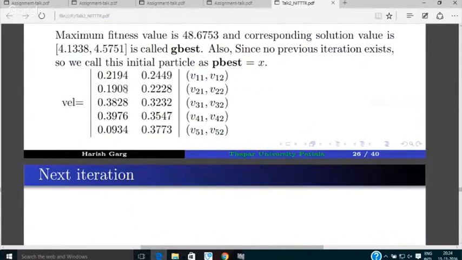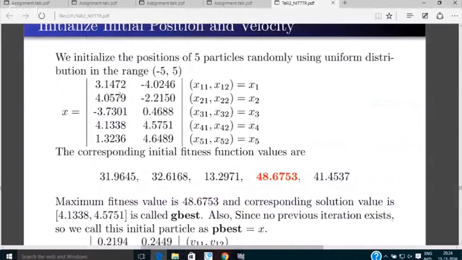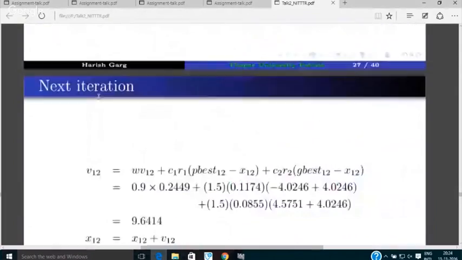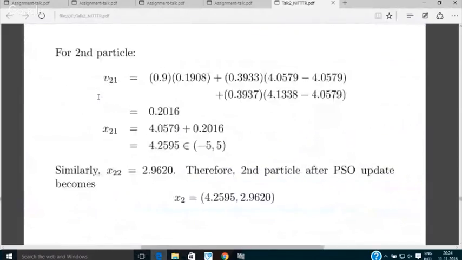Because we are working on the velocity, this is my 0.1908. And if you look at the previous initial position, it is 4.0579. If you update that, yes, you can change that in your algorithm. Take the same values, 1.5 and 1.5. We'll take the velocity also from -5 to 5, a random number between. X you have to take from -5 to 5. You can choose velocity depending upon you, and X is your domain. Domain is from -5 to 5.